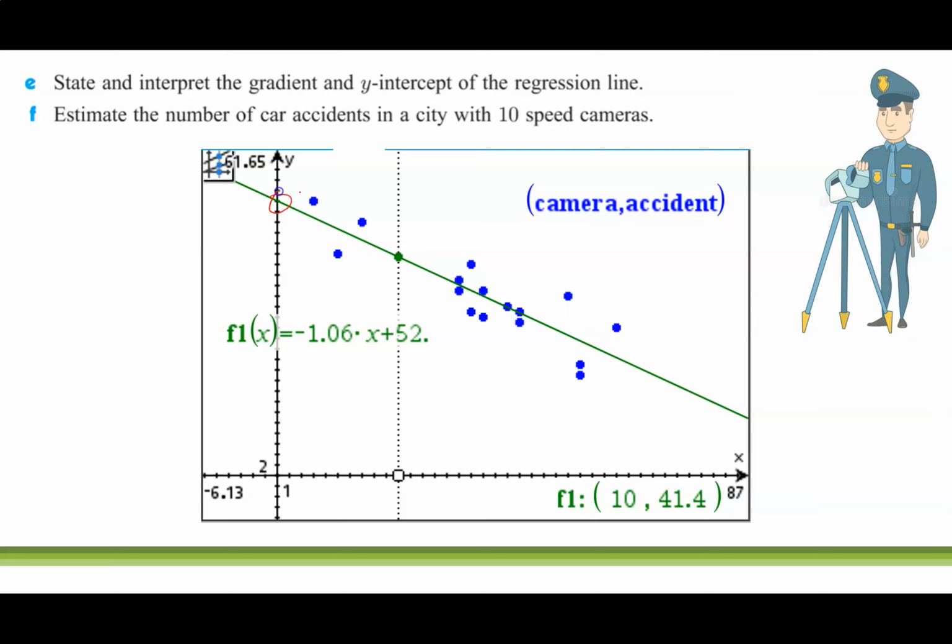There's your y-intercept. That's how many accidents you would expect if you had 0 cameras. I went ahead and traced it, and asked, what if there were 10 speed cameras? So I put 10 in for my X value on a trace, and it told me that the Y value is 41.4. That would be the number of accidents. If we were in charge of police department policy and we put in 10 speed cameras, we'd expect about 41 accidents according to that data.